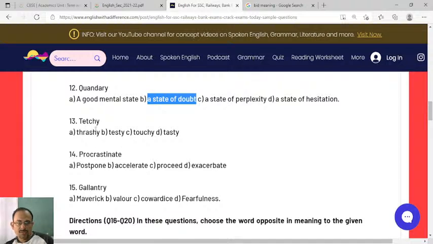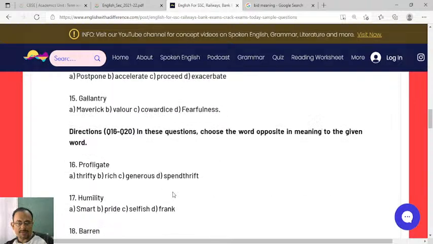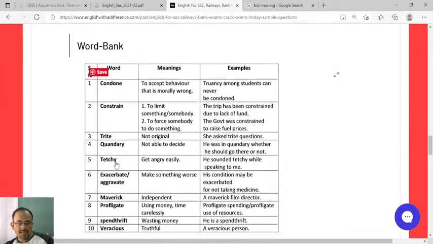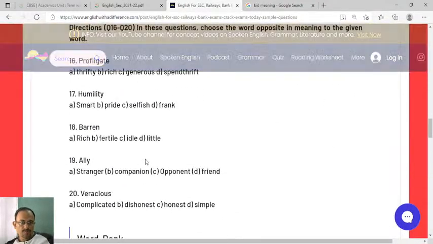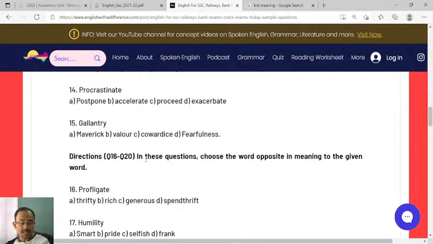Okay. Next, dear students, you don't know the meaning of touchy also. So don't worry, I have the meaning for you here. Touchy means get angry easily. He sounded touchy while speaking to me. So if someone gets angry very quickly, he can be called touchy. Let us see whether, as we have come to know the meaning, we are able to answer this question correctly or not.